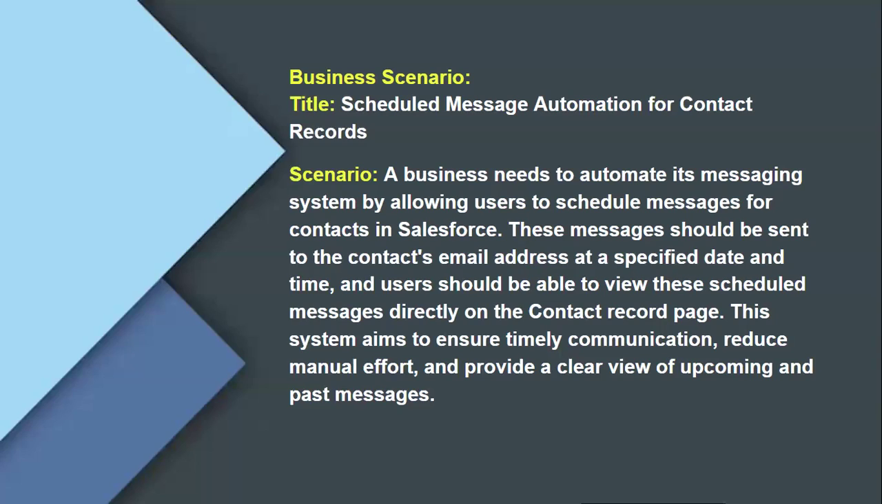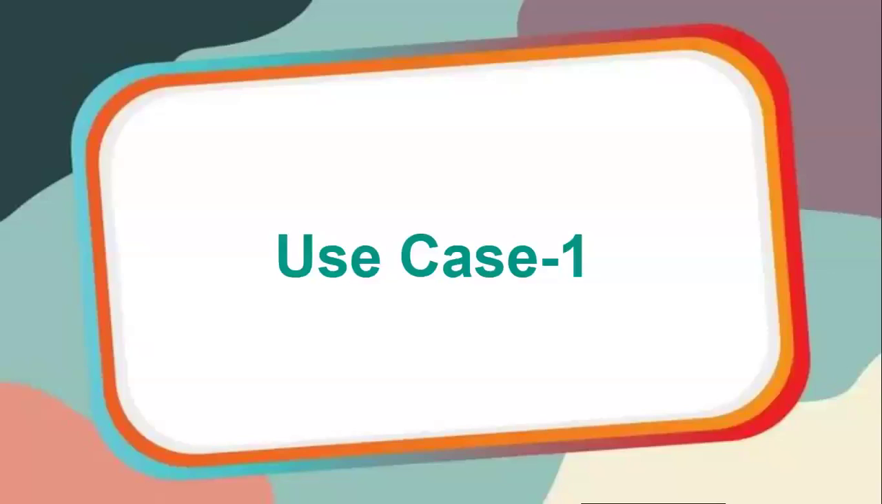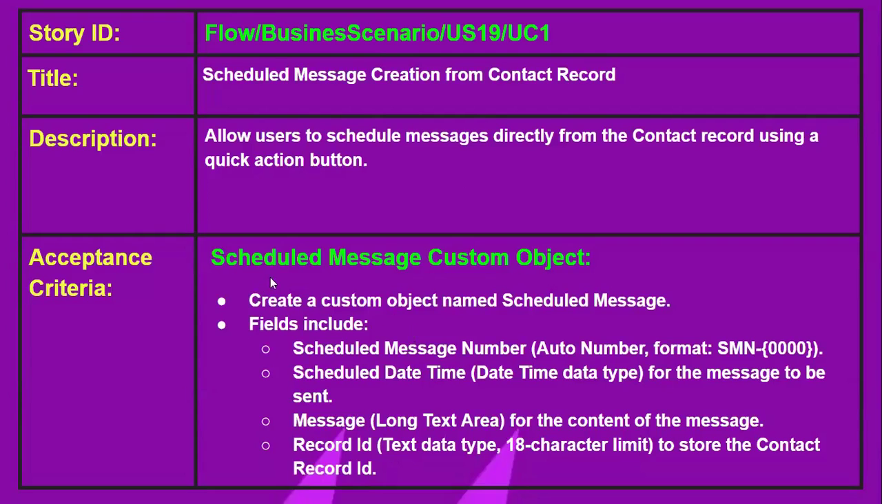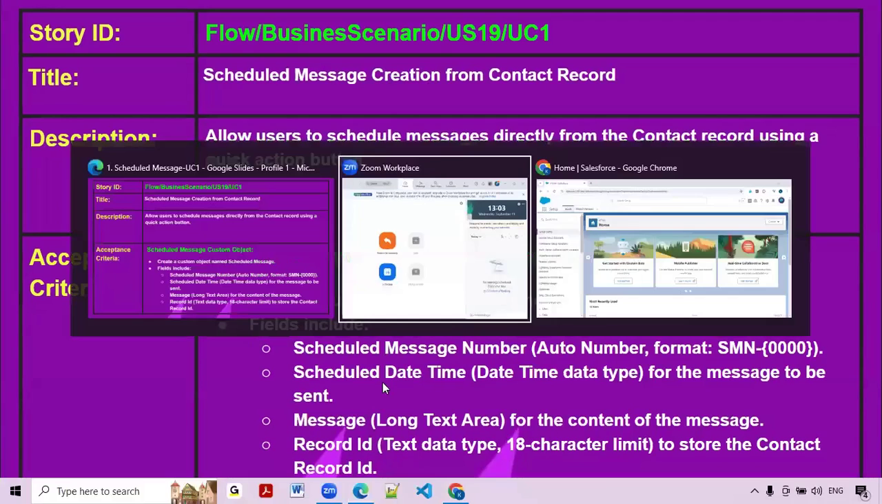Here we have divided it into three use cases. So let's discuss the first use case. As per the acceptance criteria, the first step is we need to create one custom object. In that custom object, we need to create these fields. Let's come to the Salesforce org.